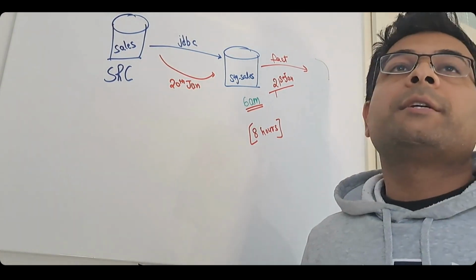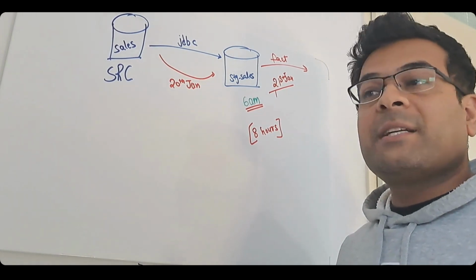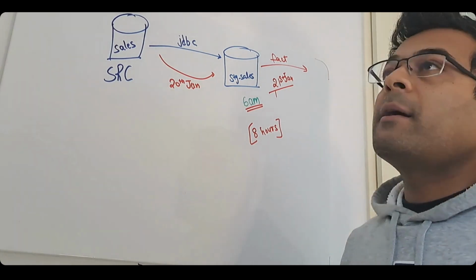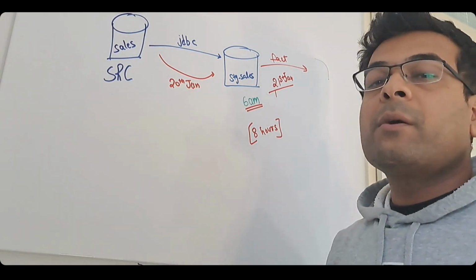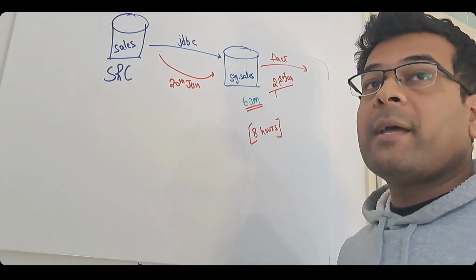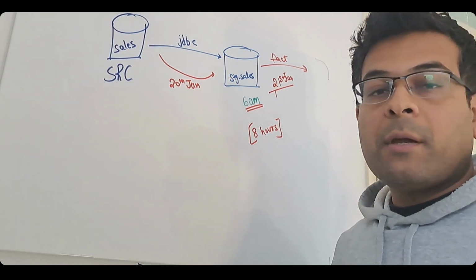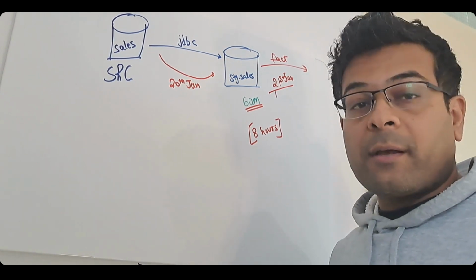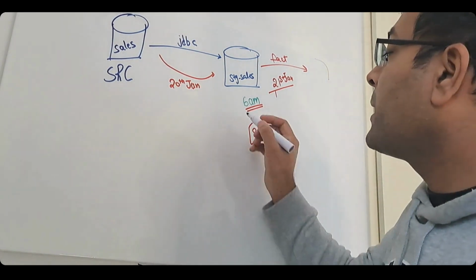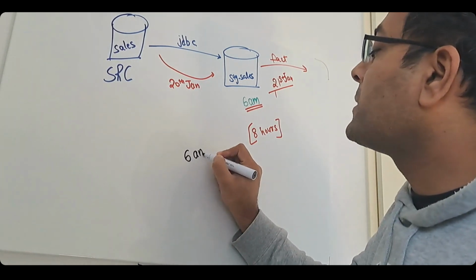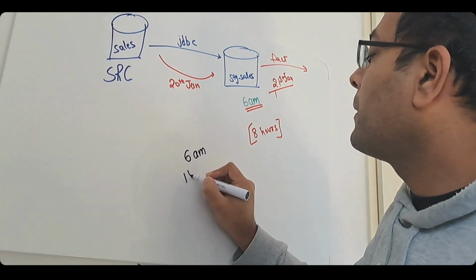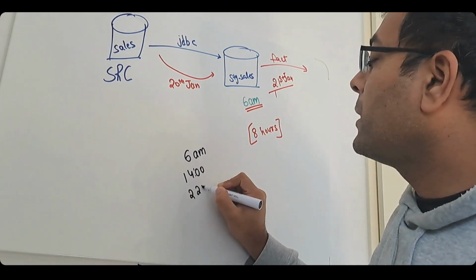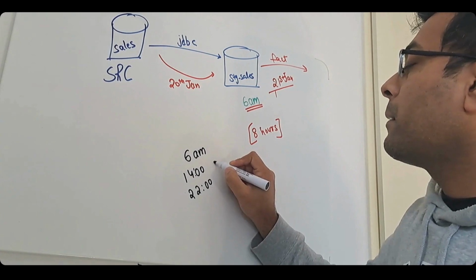So what all changes do you have to make? It could be changes in your SQL, it could be something else. But as an intern or as a fresher or somebody who has like 1 or 2 years of experience, I expect them to have a thought process to tell me what all changes are required and at what all places they will check. So if instead of 6 a.m. I say I want to run the job at 6 a.m., 1400 and then 2200, right?